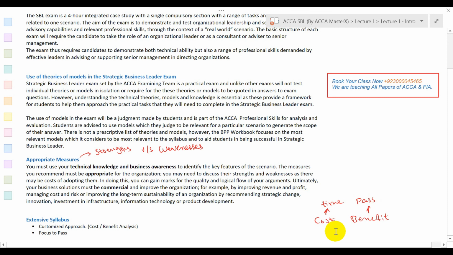Instead, we will spend more time practicing more questions. And throughout this course, our entire focus will be how to pass this exam with good marks. So to pass this exam, I have created my own customized approach that I recommend to my students, which I will share with you in the next class, and which will help you to pass this exam with good marks.